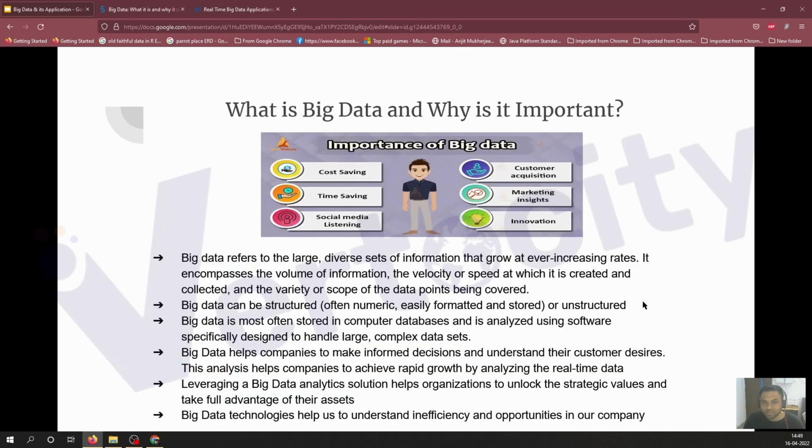So going next, what is big data and why is it important? If you were paying attention to what I was saying earlier, I think you have understood the importance of big data from the example that I presented to you. So big data refers to the large and diverse sets of information that grow at ever increasing rate. It is not for me to decide how much the data is going to increase.